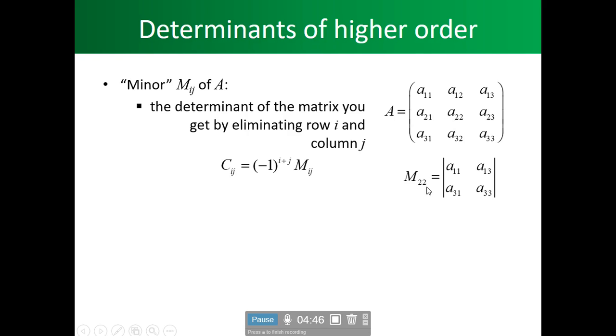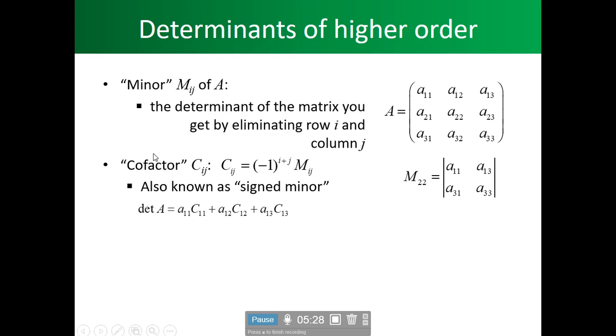A22. This is called M22. So what happens? The second row is eliminated and the second column is eliminated. So that leaves you with A11, A13, A31, and A33. So these are what we call cofactors times the minor, also known as the signed minor.